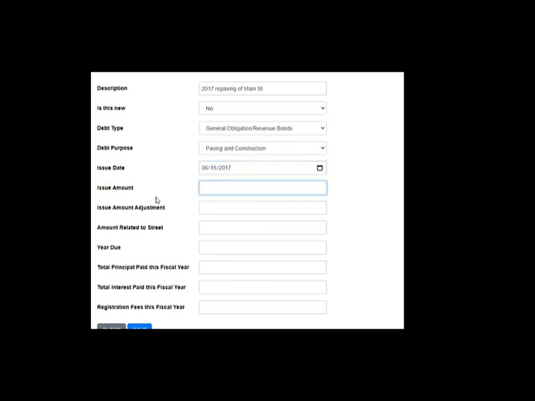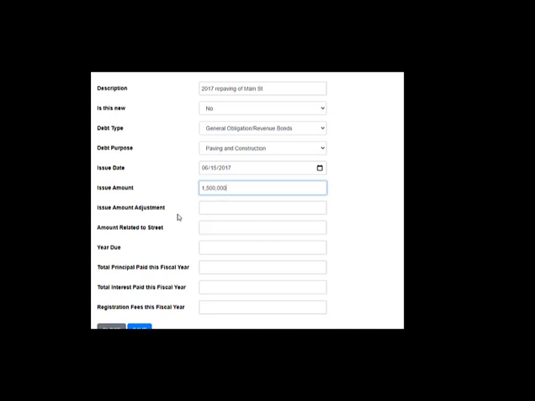The next line is the issue amount, and this is the entire issue amount. So if you had a bond that is partly streets and partly something else, you would put in that whole bond amount, and we're going to deal with how to break it into streets here in a couple more steps. So if this bond issue was for the repaving of Main Street and to redo the community room in the library, and the combined issue was for $1.5 million, you're going to put in the entire amount of the issue in the issue amount line.